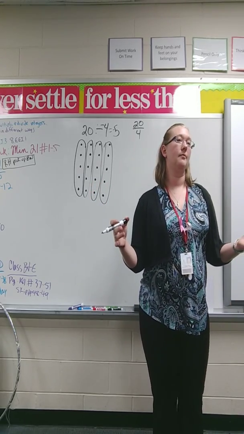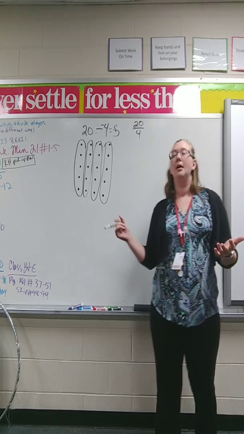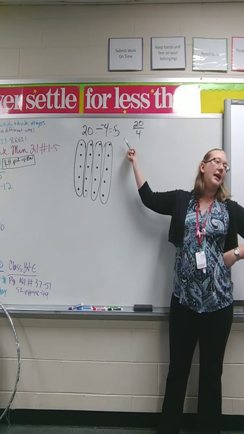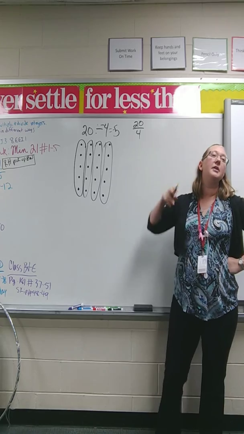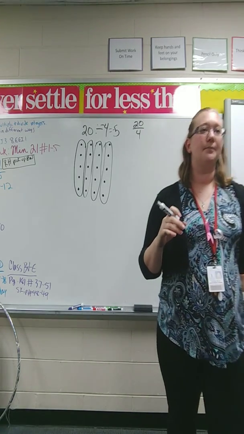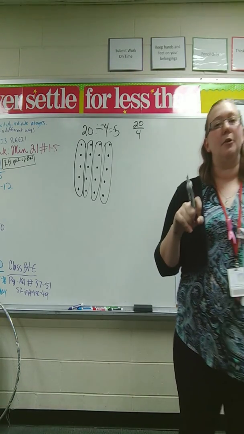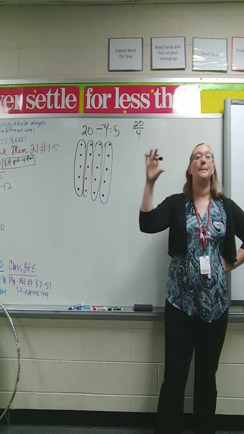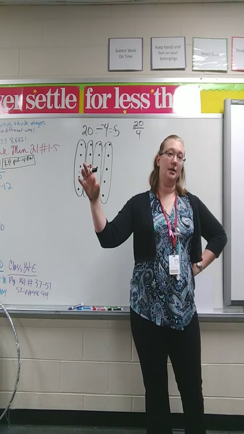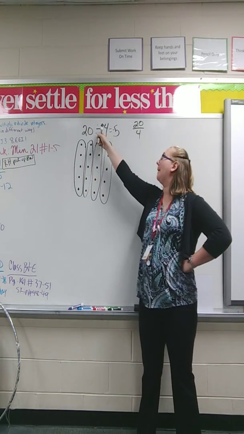So our answer is still going to be -5. The other way that we can look at this, we're going to take our 20, we put it into 5 groups, and then we took the opposite. Okay? So we took the opposite of the 4.